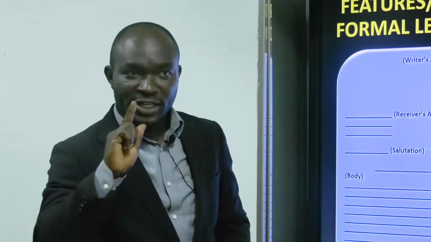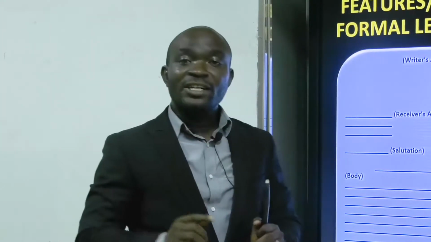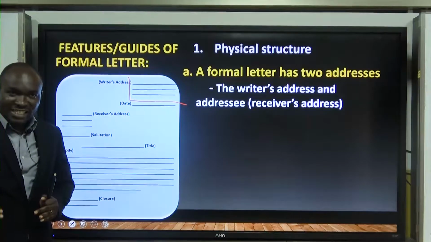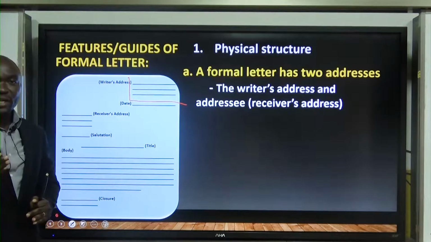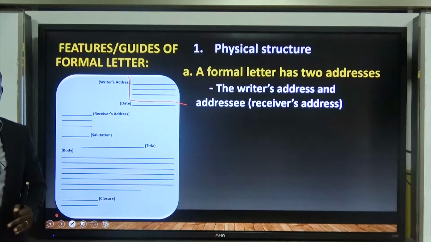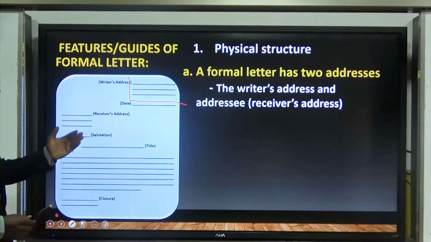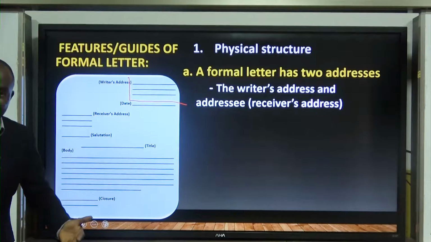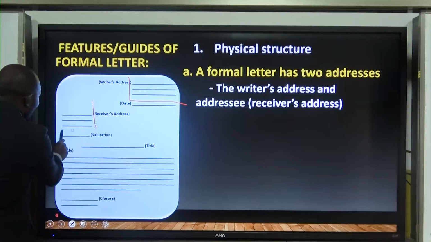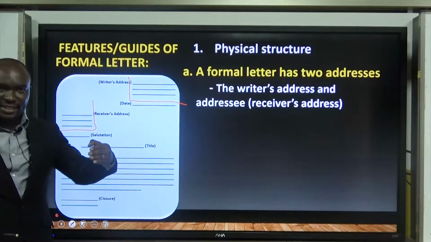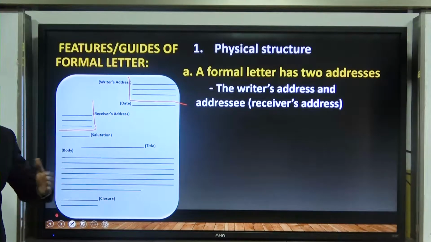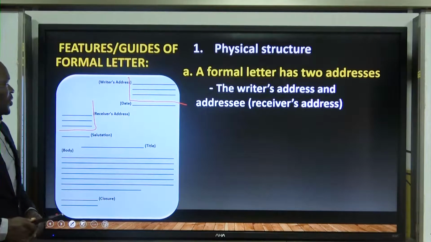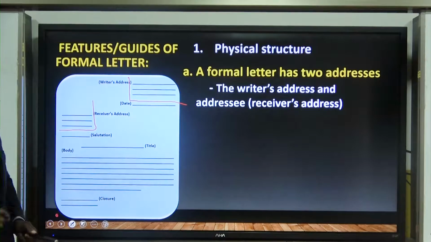We said it has two addresses. So what is the second address? The second address has to be the receiver's address. Which organization are you writing to? Which authority are you addressing in your letter? These form the second address, and we call that the receiver's address or the addressee. So we have it just below the date of the first address, but this time not on the top right, but just on the left after the date. Okay, so that is one of the physical structures you will find in a formal letter.